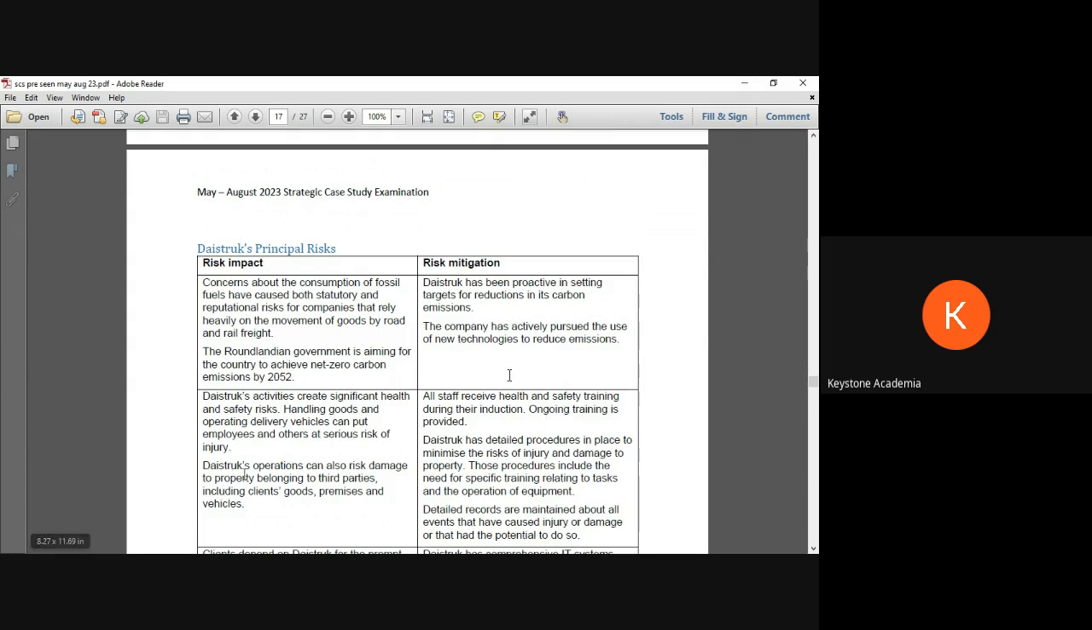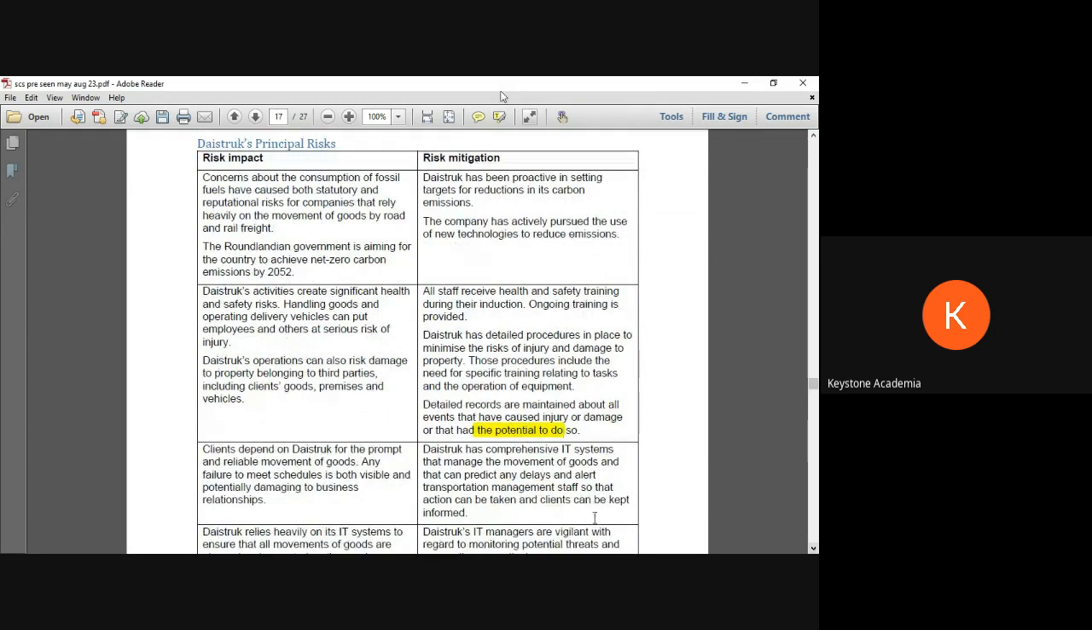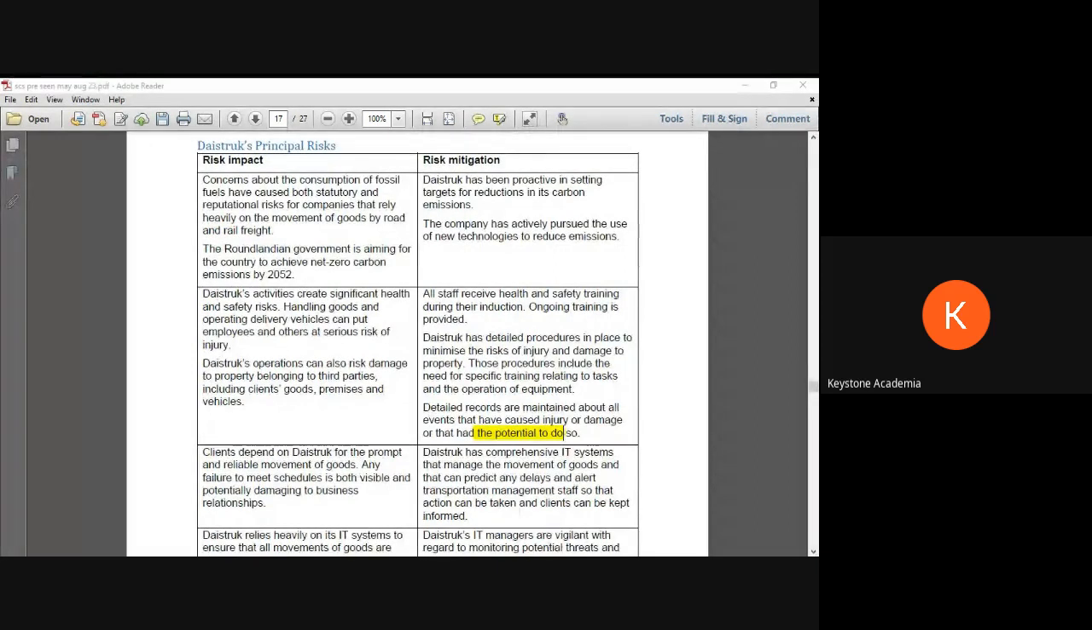And another risk is that DAISTRUK operations can also risk damage to property belonging to third parties, including clients' goods, premises, and vehicles. What do we do for that? It has detailed procedures in place to minimize the risk of injury and damage to property. This includes training, task-related operation of equipment, and maintaining detailed records of all events that caused injury or damage, and that had the potential to do so. Okay, I hope it's very basic. So that is internal control. This itself is enough for us.